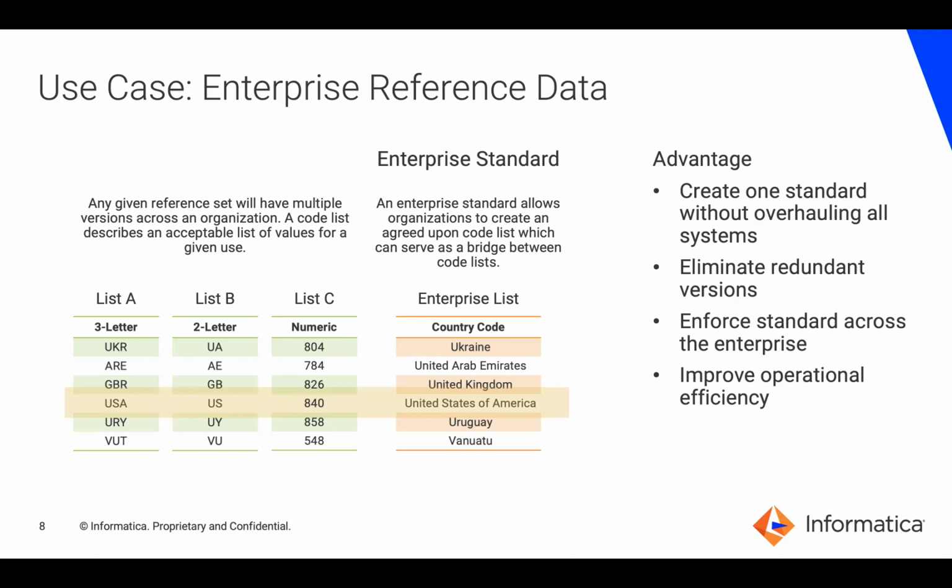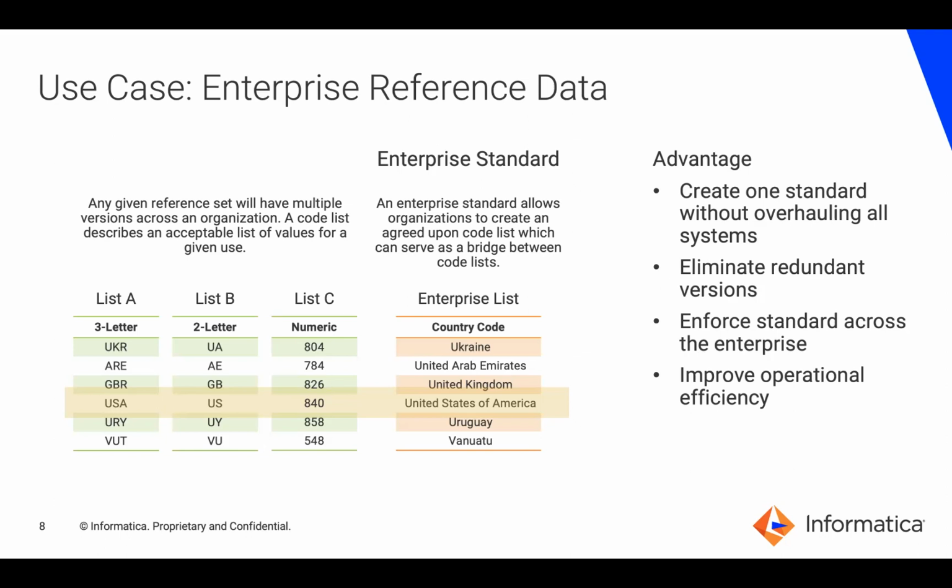Enterprises face a big obstacle with reference data. It comes from different applications, and it can have different code sets for the same thing. If you look closely here at list A, list B, and list C, for the same United States of America, there are 3 different kinds of codes. And there is no way to find out which one is correct or which one should be used in an enterprise. So Reference 360 provides you a platform wherein you can manage all of these mappings in a single place.